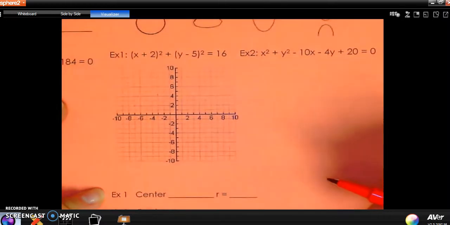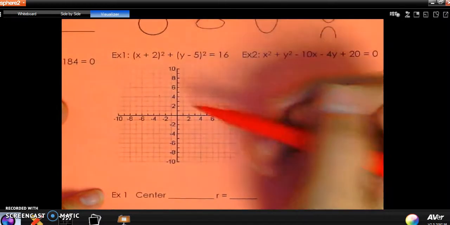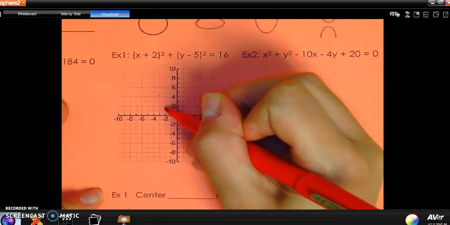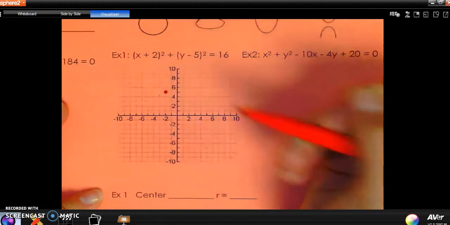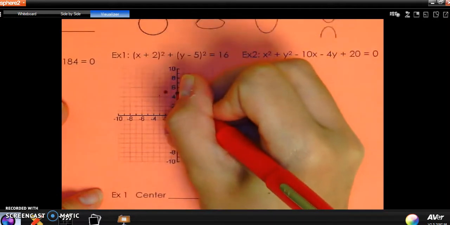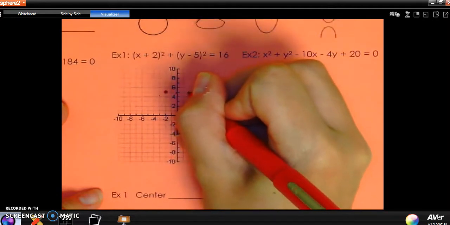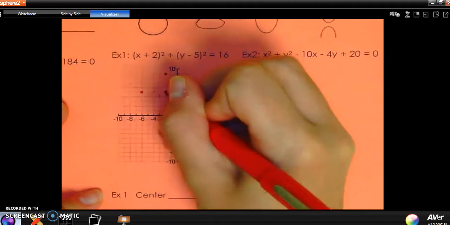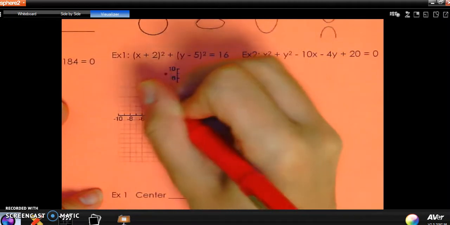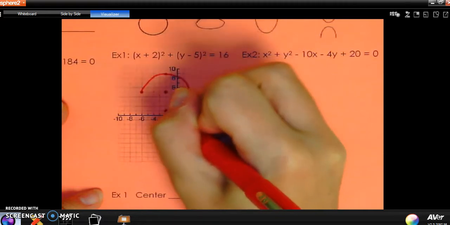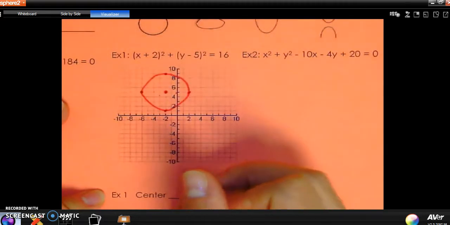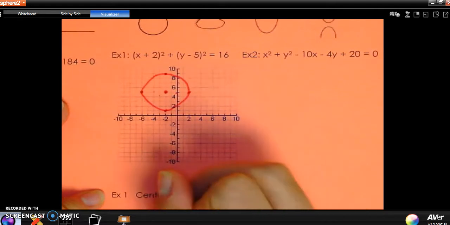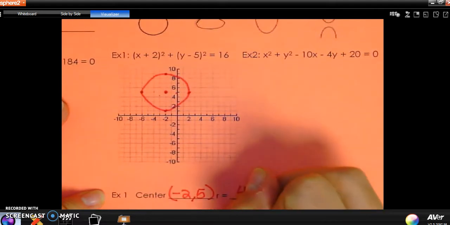Okay, so I'm assuming you went ahead and paused the video. In order to graph this one, you should have gone -2 and +5 right up there. And then a radius of 4, so 2, 4, 2, 4, 2, 4, and 2, 4. Perfect. So then you can graph this one right there. Again, the center on there was (-2, 5), and the radius was 4.